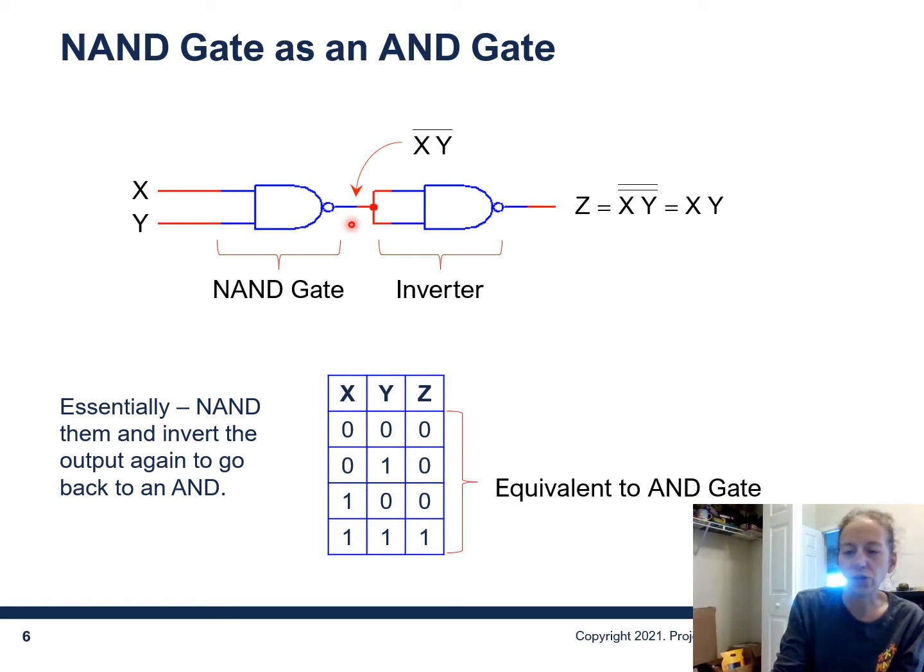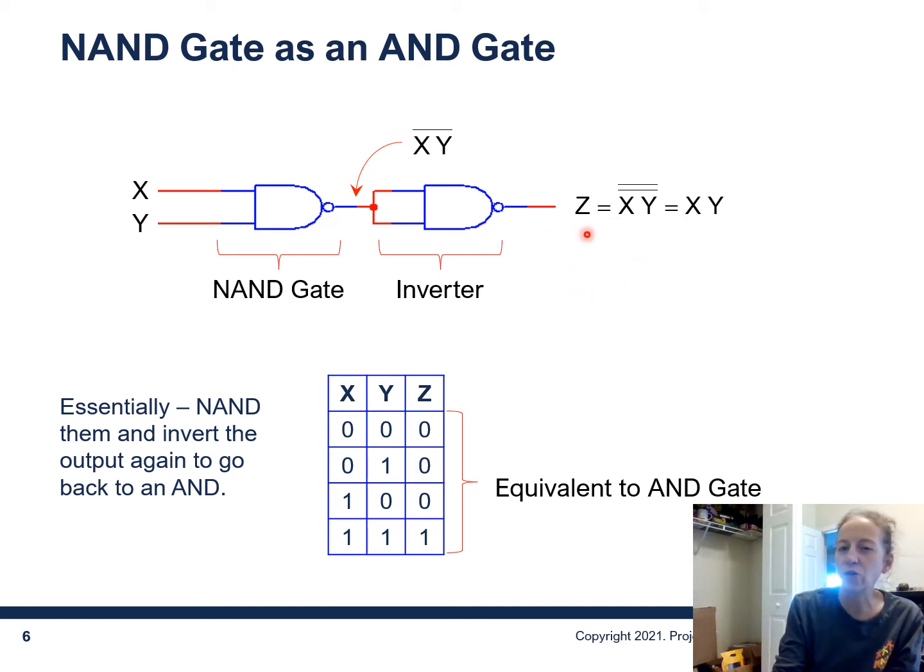So what you do to get it back to the original is negate it again. How do you negate stuff? You negate it with an inverter. So essentially NAND them and invert the output again to go back to an AND. So this NANDs it, and then this is like putting another little circle on the end right there, and you're going to go back to just AND.